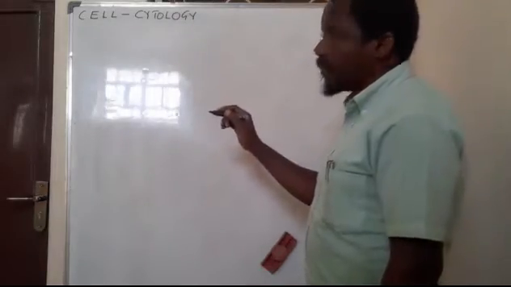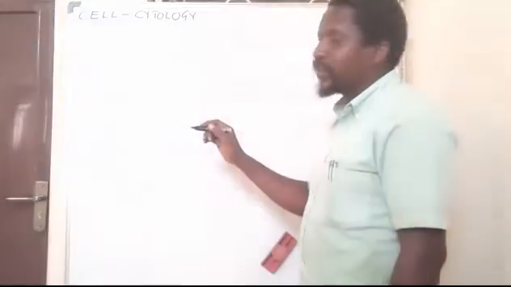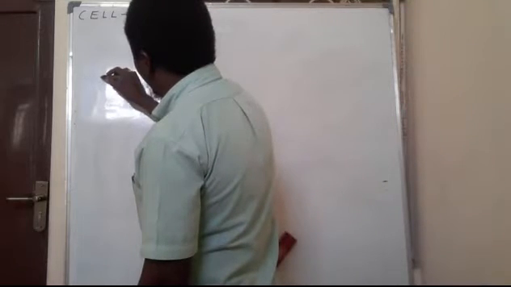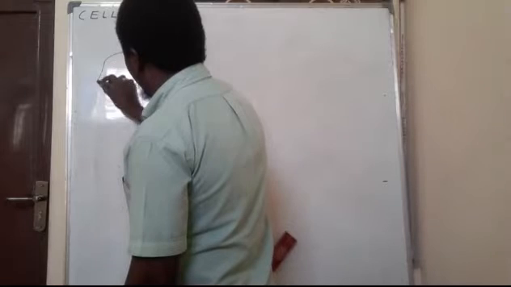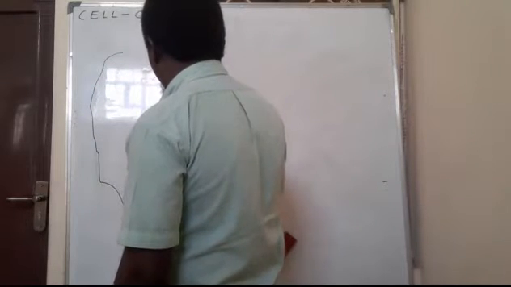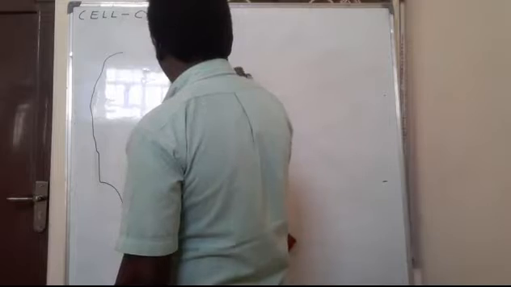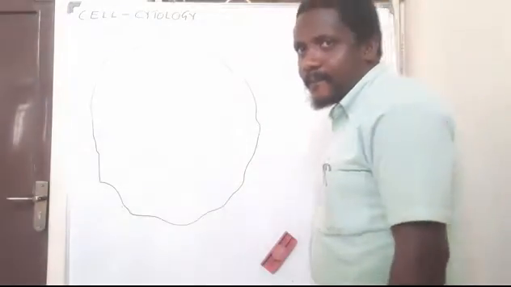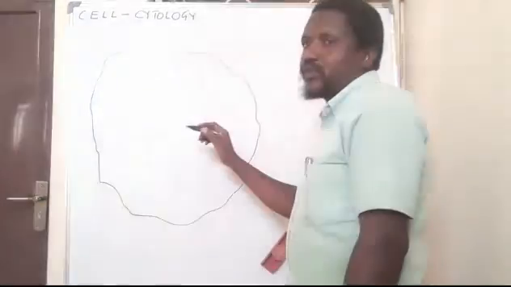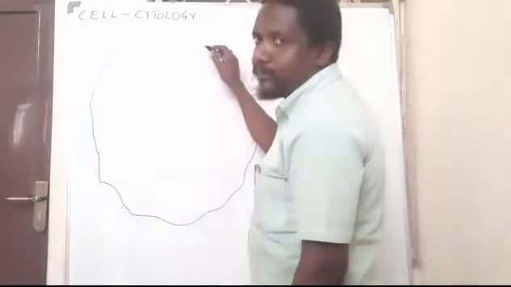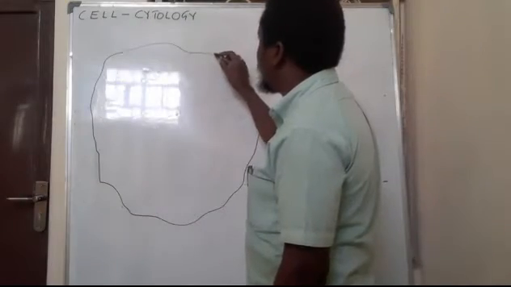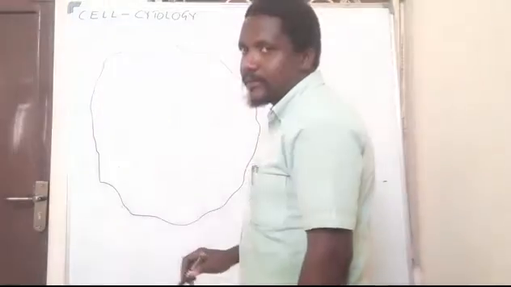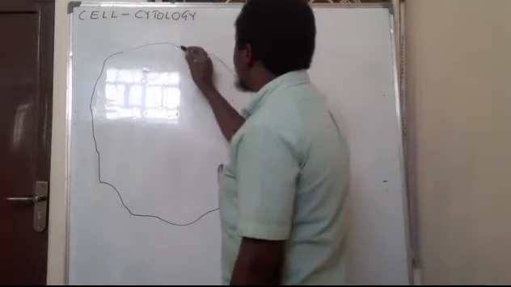When you analyze a cell in a light microscope, you can see that it is a structure that looks like this. And this membrane is called the cell membrane. It demarcates the cell from the rest of the environment, and we call it cell membrane.